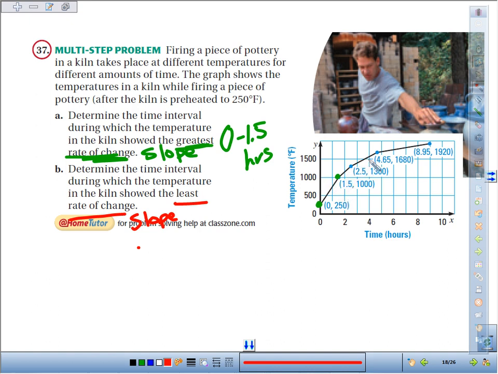We get flatter and flatter, and here's the flattest part of the graph. Steepness is slope. There's my smallest rate of change. So that would be between 4.65 to 8.95 hours.